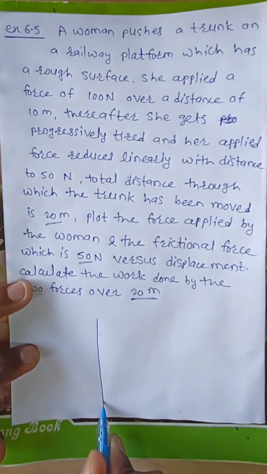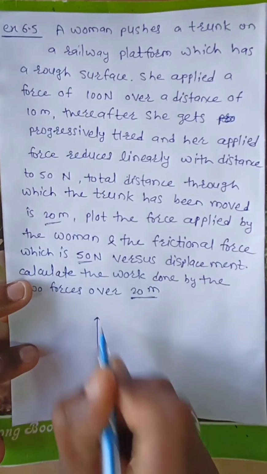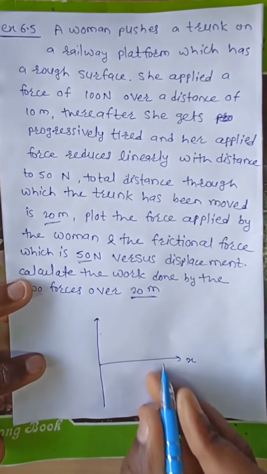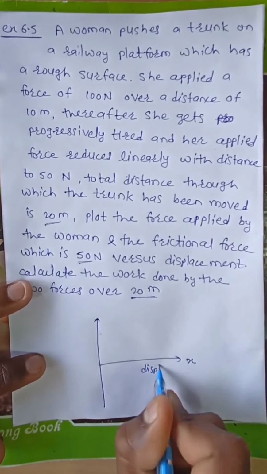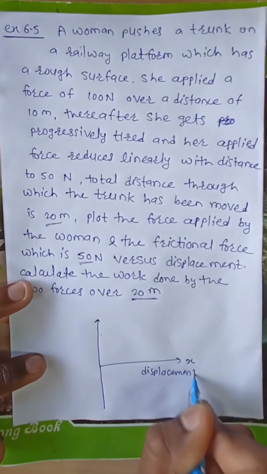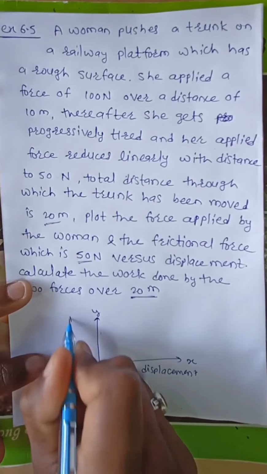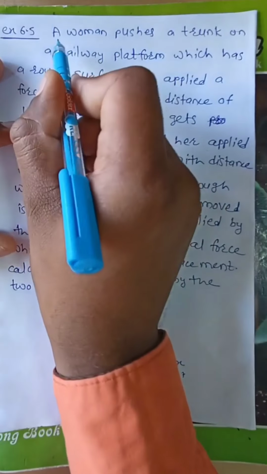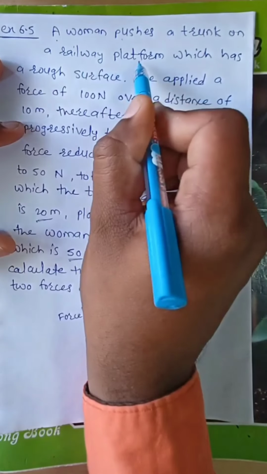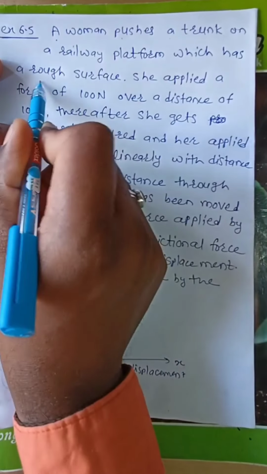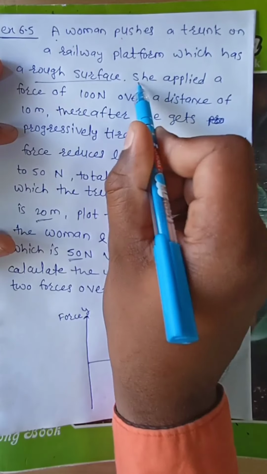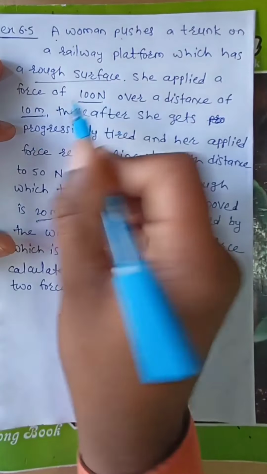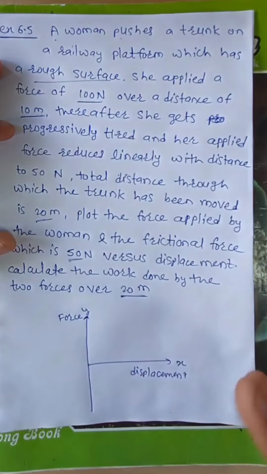Now see here, on the y axis we take force, on the x axis we take displacement. Now, a woman pushes a trunk on a railway platform which is a rough surface. She applied a force of 100 newtons over a distance of 10 meters. Up to 10 meters the applied force is 100 newtons.